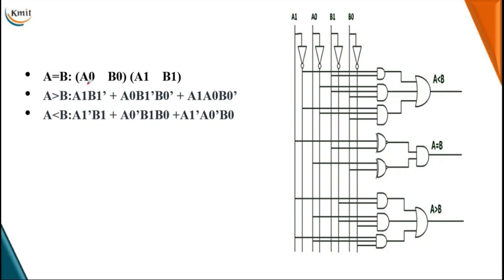A equal to B is obtained by doing the exclusive NOR operation between A0 B0 and A1 B1, and then these two exclusive NOR outputs are ANDed using an AND gate. That generates the output of A equal to B. So this part of the session gave you the design of the 2-bit magnitude comparator. In the next class we are going to deal with another combinational circuit.